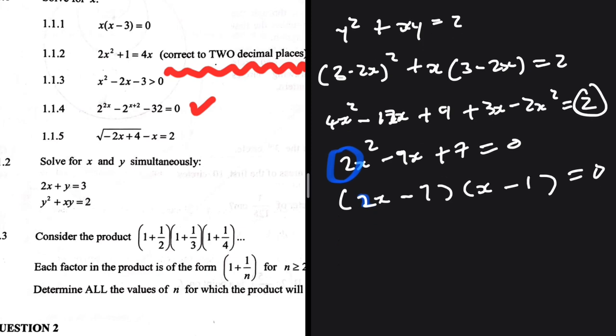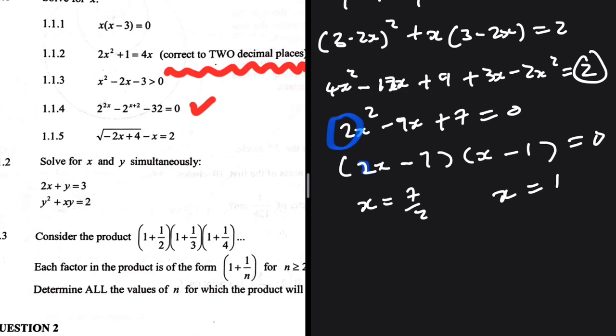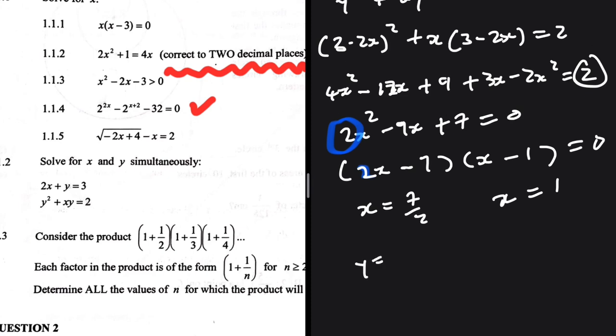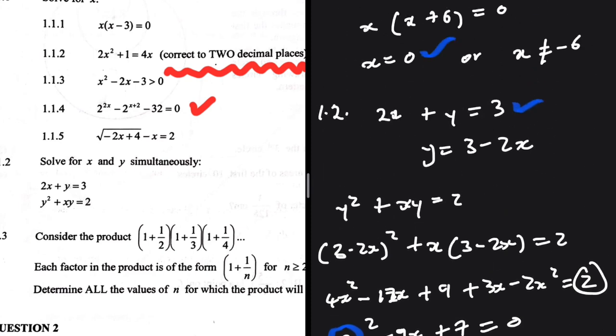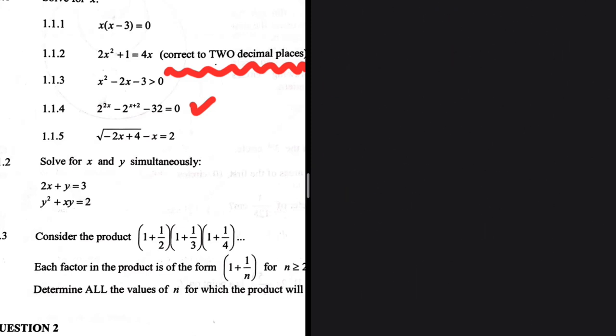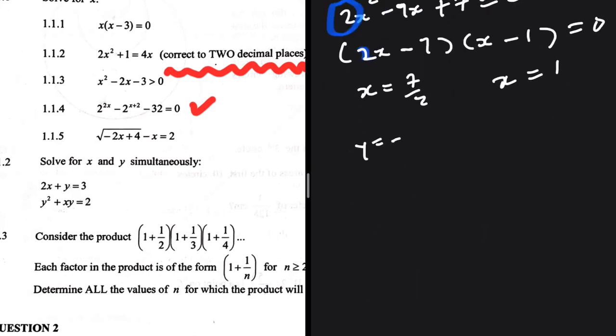But it's always safe to use the quadratic formula. And then x is equal to 7 over 2, or x is equal to 1. Alright, so now we need to find the corresponding values of y. So when x is 7 over 2, what is the value of y? So 3 minus 2 multiplied by 7 over 2. I'm getting minus 4. So one possible value of y is minus 4.